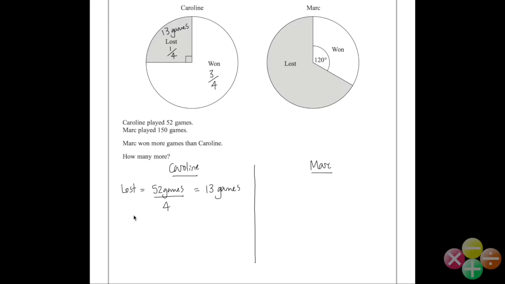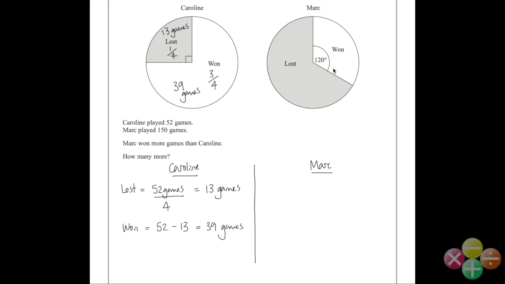Now, if I know that she played 52 games overall, well, if I take my 52 and I subtract 13, that leaves me 39 games. So what I've done is I've taken the total number of games, so my whole pie chart, and I've taken away 13 games, which is how many games she lost. And it leaves me 39 games, which is how many games Caroline won.